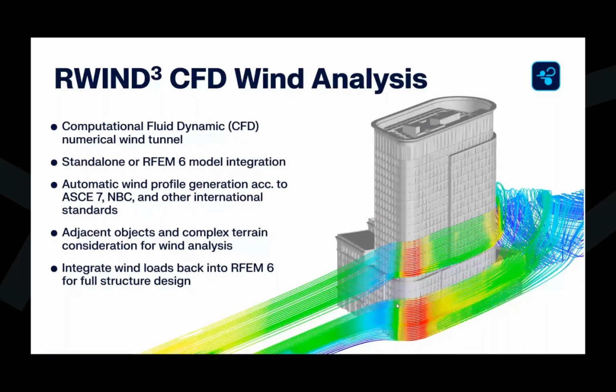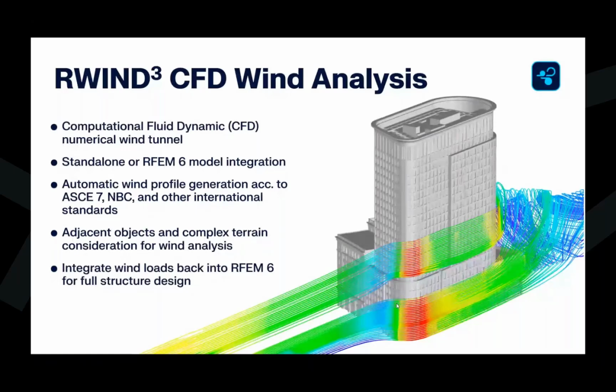So when you are integrating with RFEM 6, we also have the ability here to automatically generate the wind profile according to the codes such as the ASCE 7 and NBC. And this is not to be confused. CFD is entirely code independent. But what I mean by this is the wind velocity entering into the wind tunnel can be generated according to these codes, taking into account some of the different coefficients. So what is the wind speed as a function of the tunnel height?